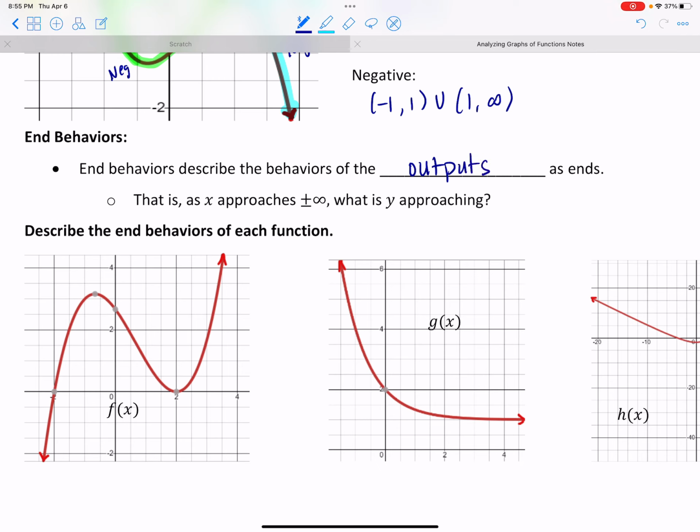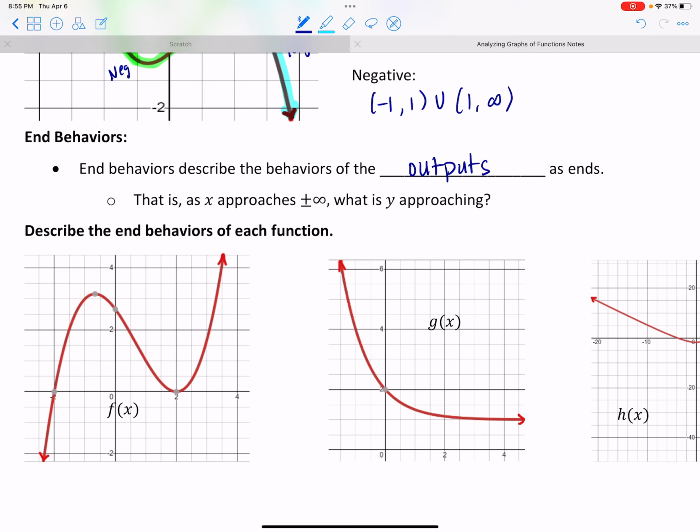If it's increasing, it's because the y's are increasing as x increases. If it's decreasing, it's because the y's are decreasing. If it's positive, it's because the y's are positive. If it's negative, it's because the y's are negative. So when we're looking at end behaviors, we are describing the behaviors of the outputs. What are the outputs doing at the ends of the graph? Now, when I say the ends, again, that's my point of reference.